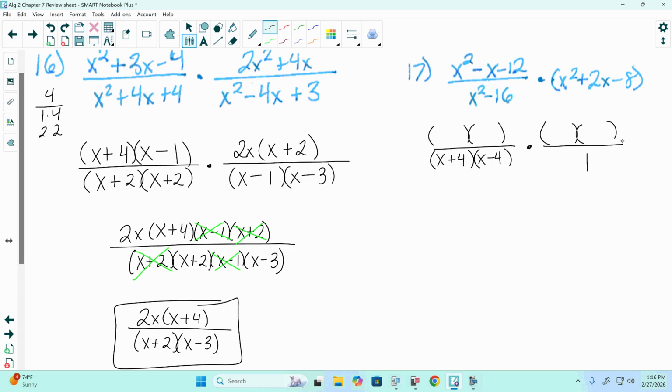We can go to x squared minus x minus 12. Since the third term is negative, the signs are opposite. Only factors of x squared are x and x. 1 and 12, 2 and 6, 3 and 4. Well, which one are we hoping for? 3 and 4.